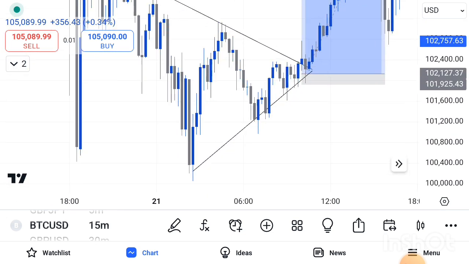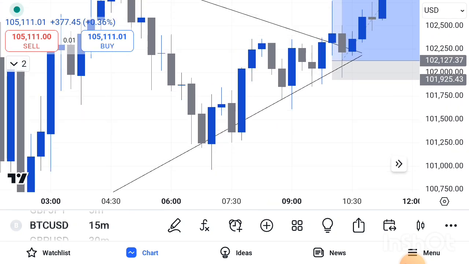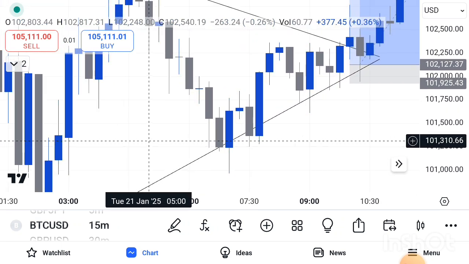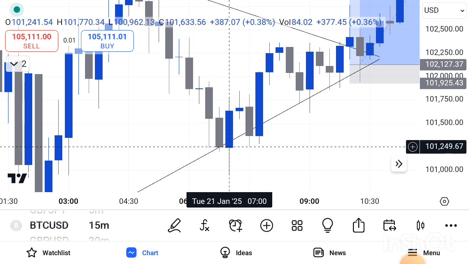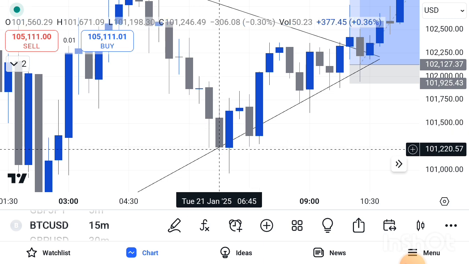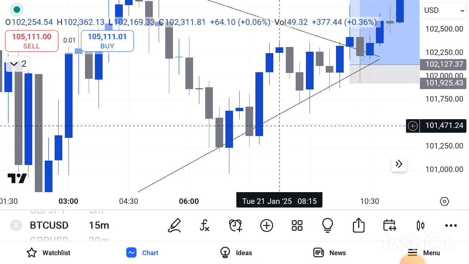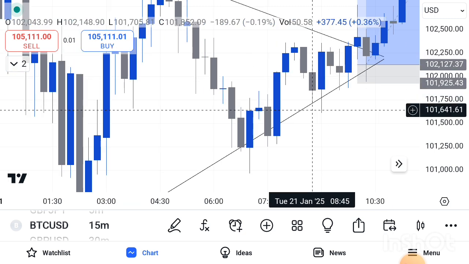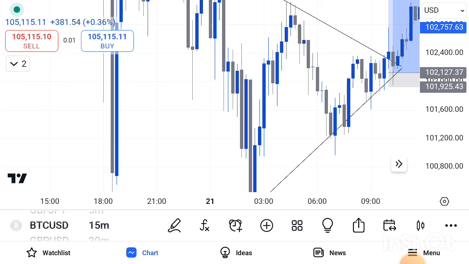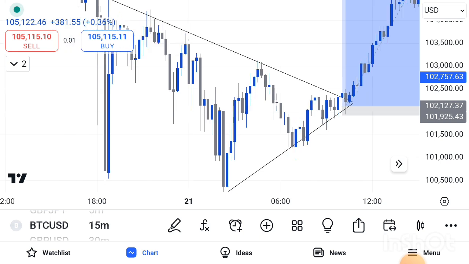Now, a second confirmation for me is candlestick patterns. The candlestick pattern I use for confirmation is engulfing candles. You can see this blue candle engulfs the opposite candle. Same thing goes here, this blue candle engulfs the opposite candle. Same thing here. We have 4 consecutive engulfing candles, so you can see the confirmation of this trade is very good. This is like an A++ setup.